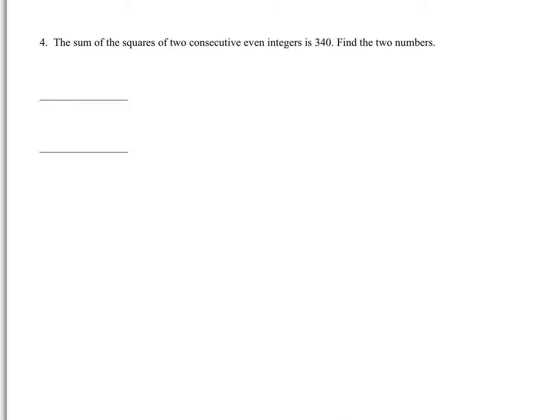Okay, so first things first. I notice consecutive even integers, even being the key word. That is a specific type of problem. It's specifically telling me what it wants. So the first piece is x. The second one is x plus 2.